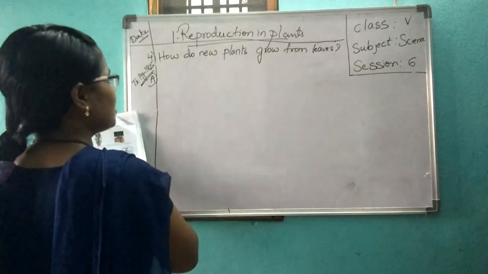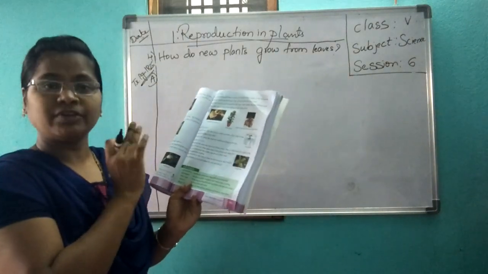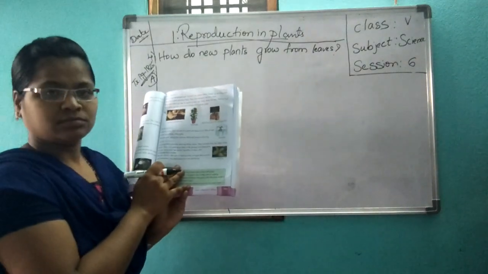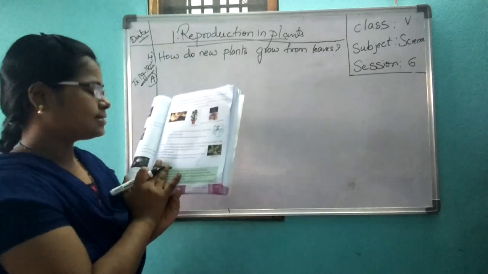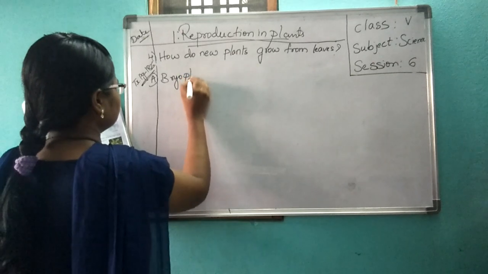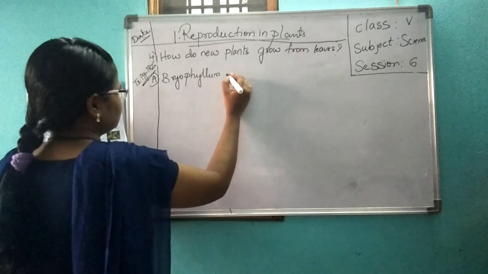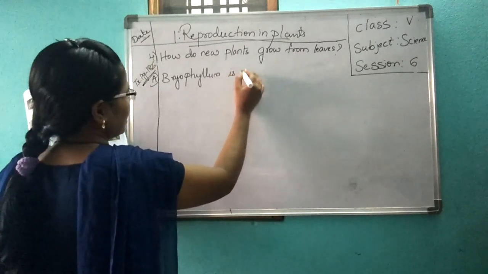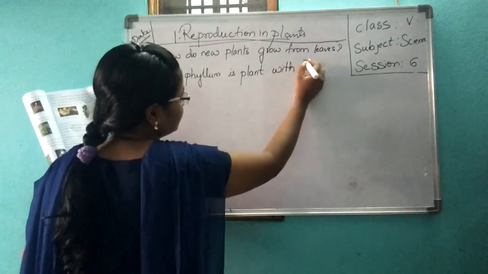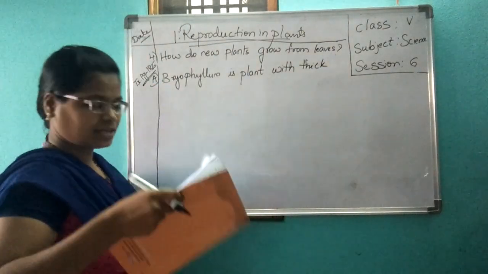Okay, here it is given. How do new plants grow from leaves? In our textbook, what example do we have? Bryophyllum. We will write only about bryophyllum. There are other plants also. Okay, we don't know them. We will write the textbook's given example. Bryophyllum is a plant with thick leaves. Yes or no?